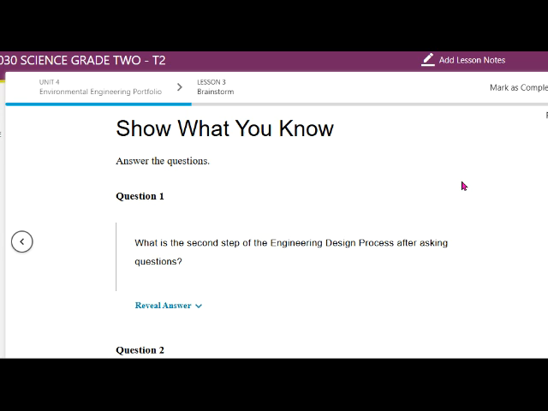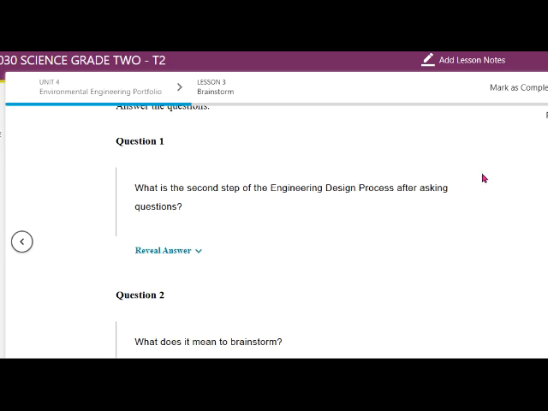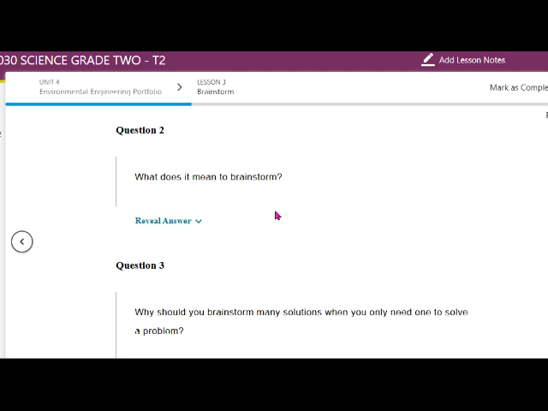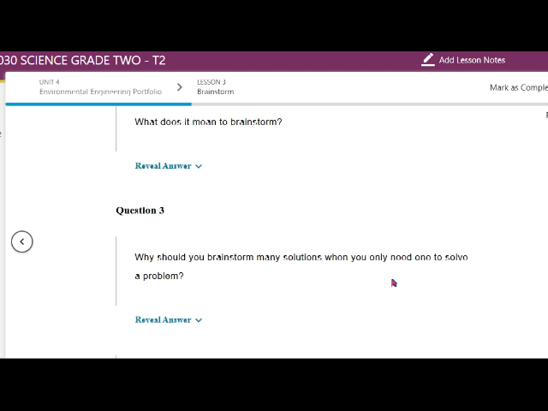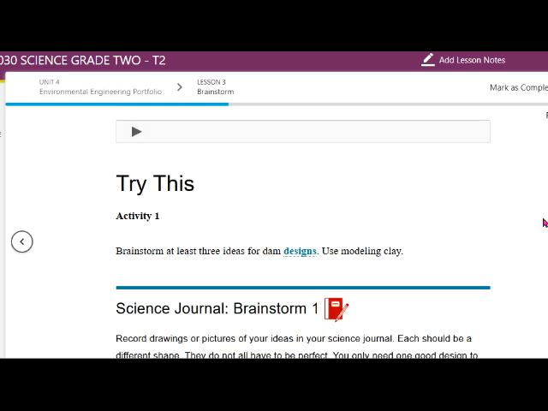Think about these questions with your learning coach. What is the second step of the engineering design process after asking questions? Hint, it's what we're doing right now. Number 2, what does it mean to brainstorm? That's what we're doing. And why should you brainstorm many solutions when you only need one to solve a problem? Why is it good to have more than one idea?